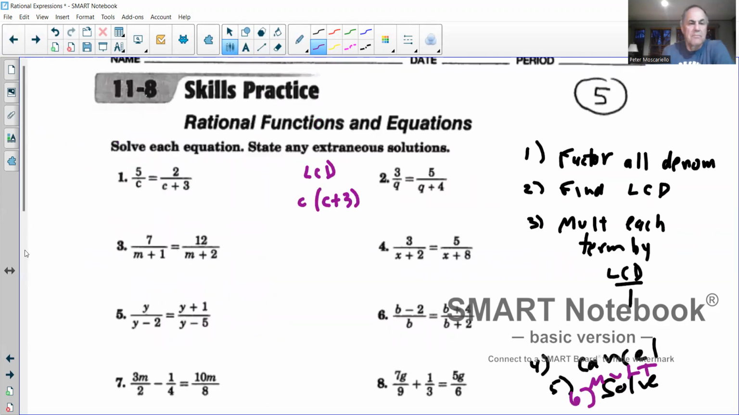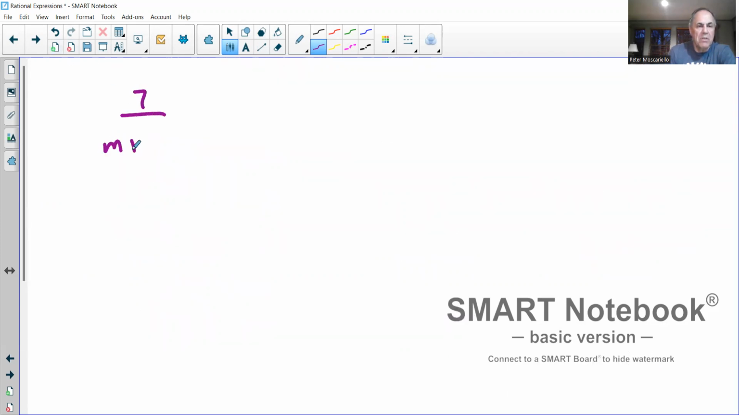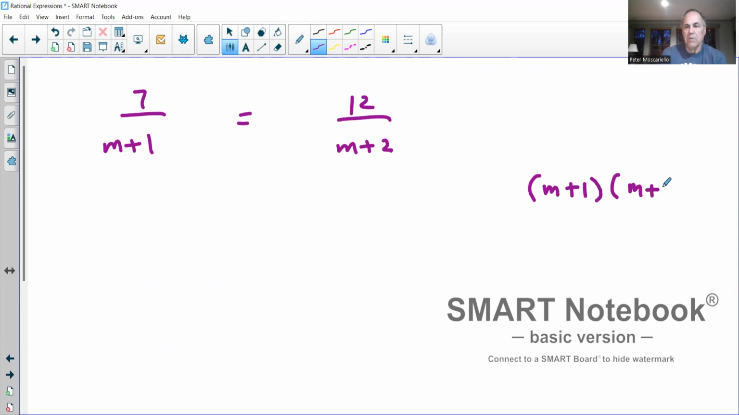All right, next one. 7 over m plus 1 equals 12 over m plus 2. Step 1, factor all denominators. They're already factored. They can't be factored, so we're good. Step 2, find the LCD. Well, m plus 1 is a whole different animal than m plus 2, so you need them both. So our LCD is m plus 1 times m plus 2.